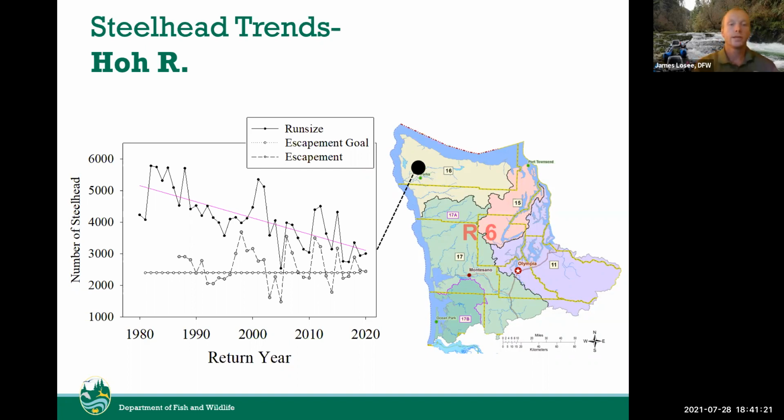This is the Hoh River. We have higher success here in meeting our escapement goal than many of the others. But again, this pretty steep slope, declining trend, and we're getting closer and closer to that escapement goal through this time series.